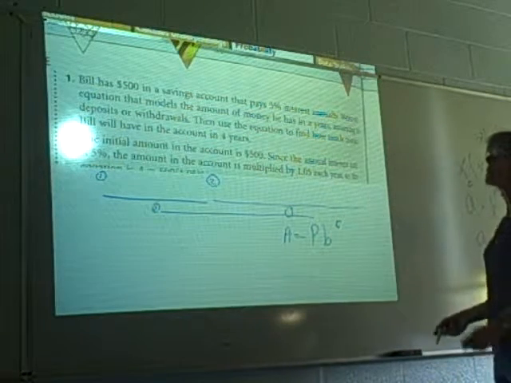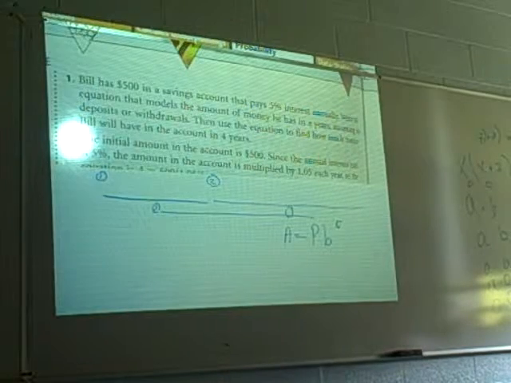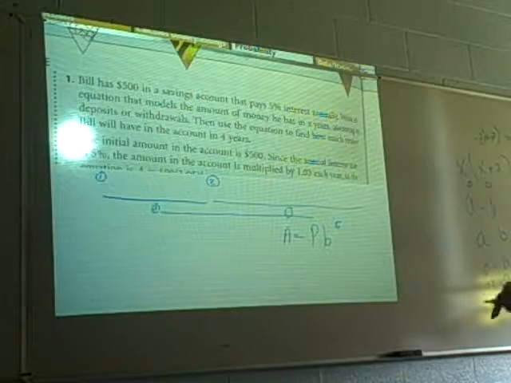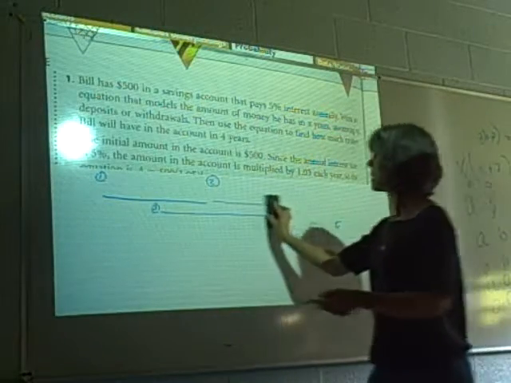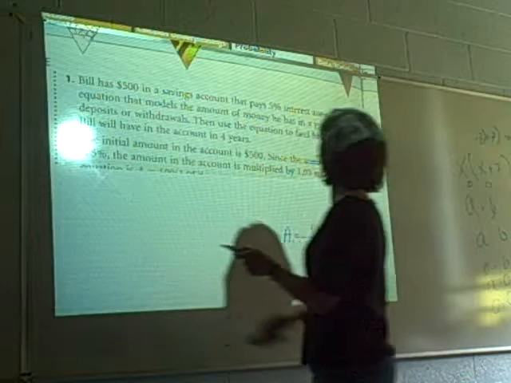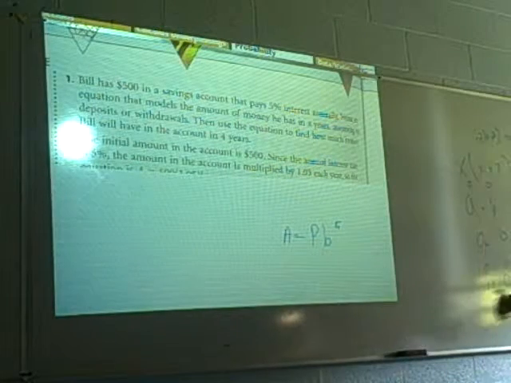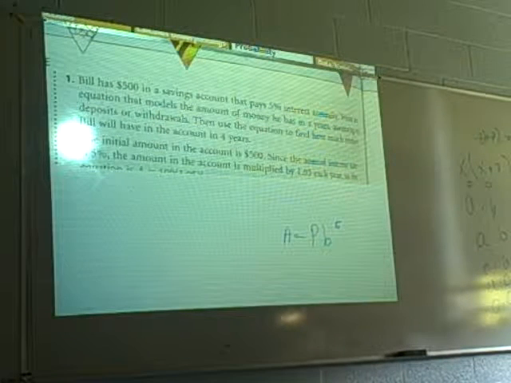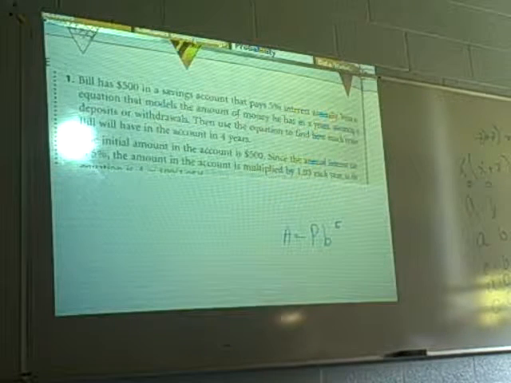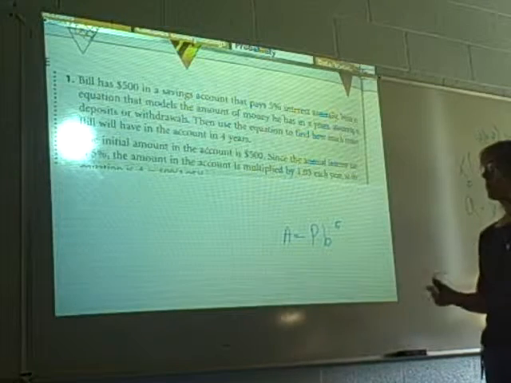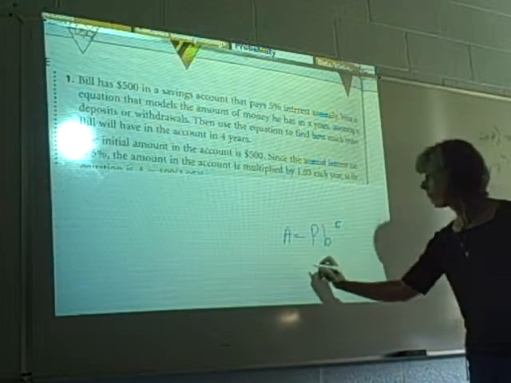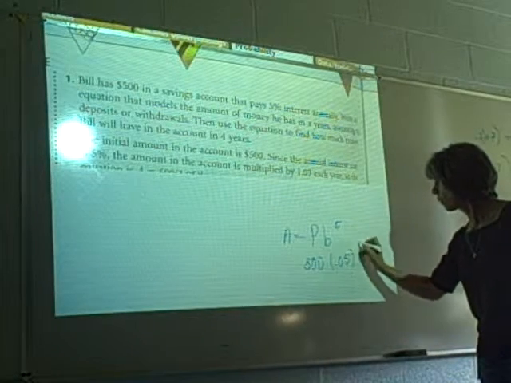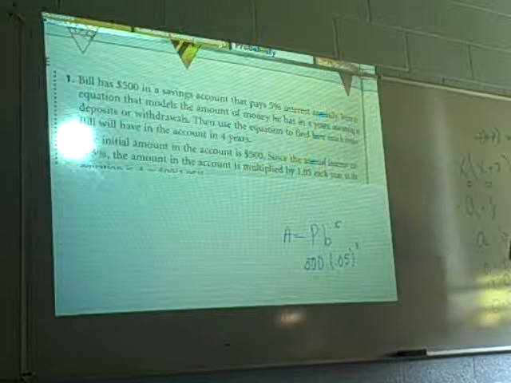So, Bill has 500 in a savings account that pays 5% annually. Write an equation that models the amount of money he has in X years, assuming no deposits or withdrawals. Then use the equation to find out how much money Bill will have in the account in 4 years. Dan, you want the equation? 500 times 0.05 over X. Okay, there is a slight problem with this.